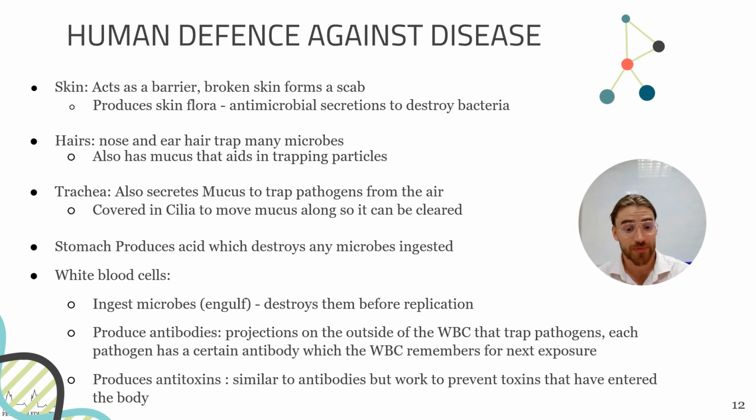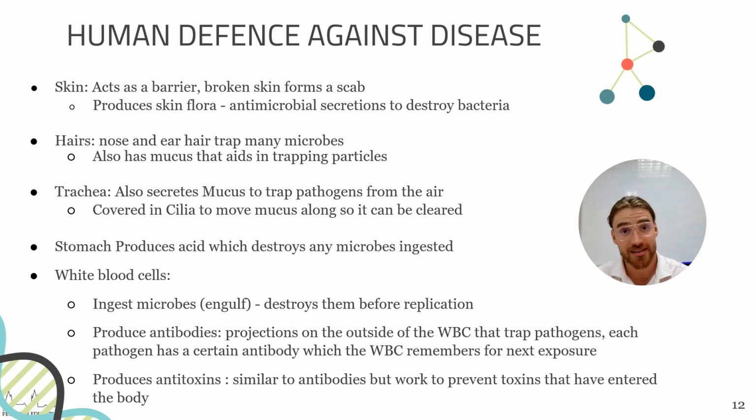In your trachea, you're going to be secreting mucus that traps pathogens from the air. This trachea is also covered in cilia, and these cilia are going to move the mucus with the trapped pathogens out into your esophagus. Another one that's not mentioned here are your tonsils. So your tonsils, which not everyone has, are going to be there to help filter or to catch these pathogens before they enter your body.